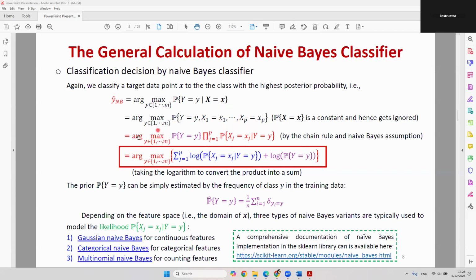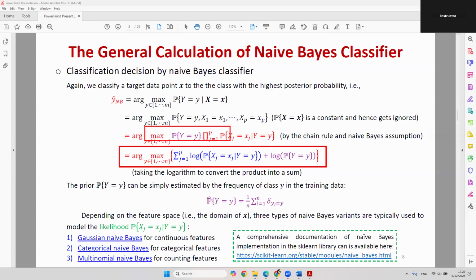Why? Because the logarithm is a strictly increasing function. So under maximization, maximizing the original function is equivalent to maximizing the log of the function. And hence I can take the log of the whole thing.